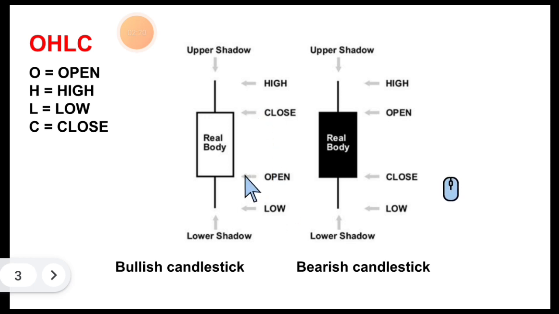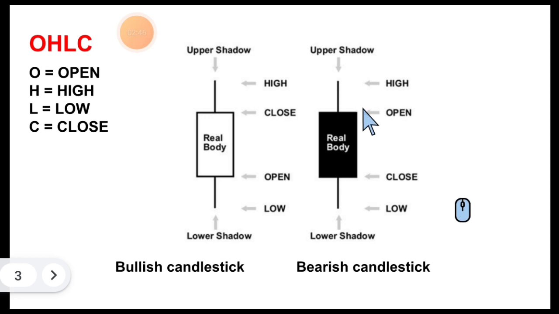Now you can see where the candlestick opened. This is where it opened and this is where it closed. You can see that the open is below the close. This is what is referred to as the bullish candlestick. For this one we still have the same thing, the high and the low. But the close is now below the open, so the open is above the close. This is what is referred to as the bearish candle.